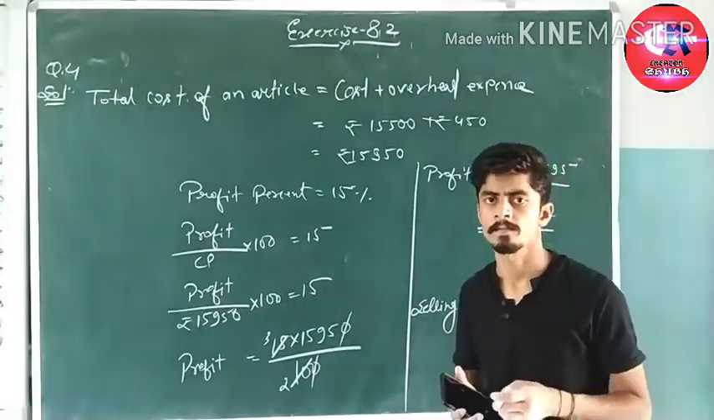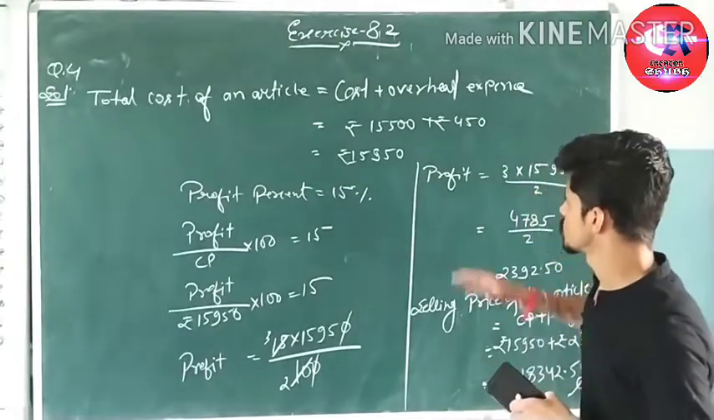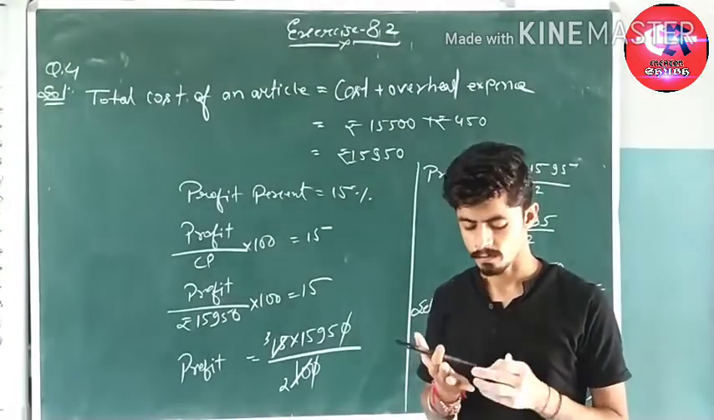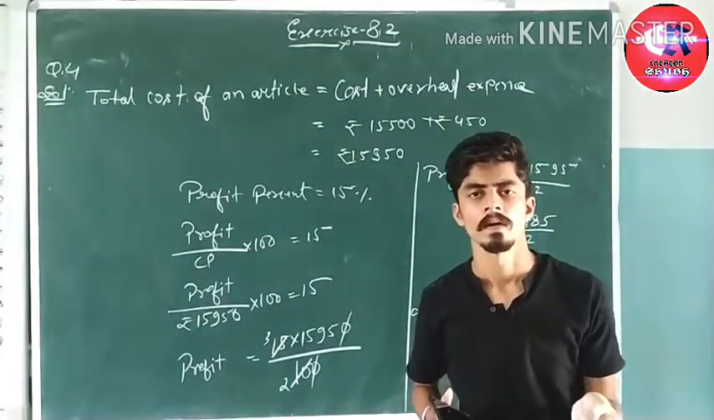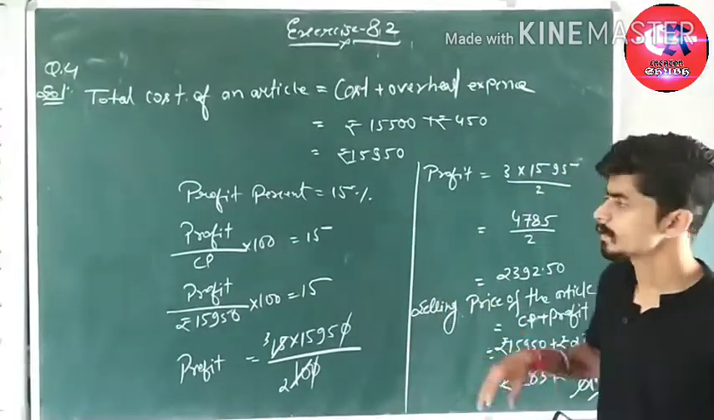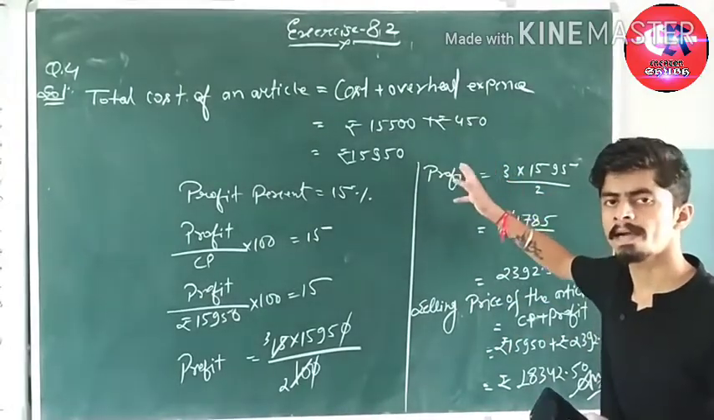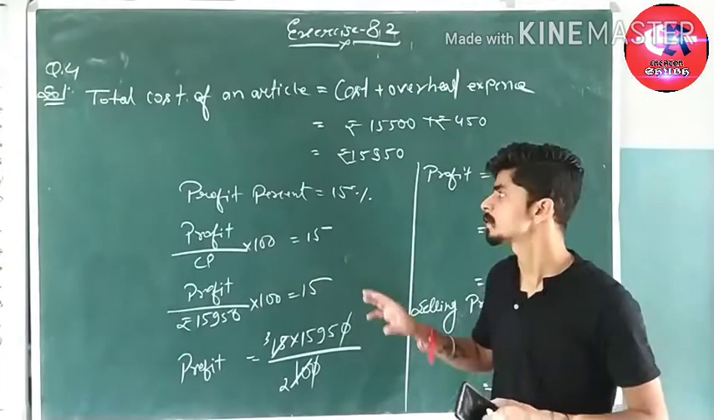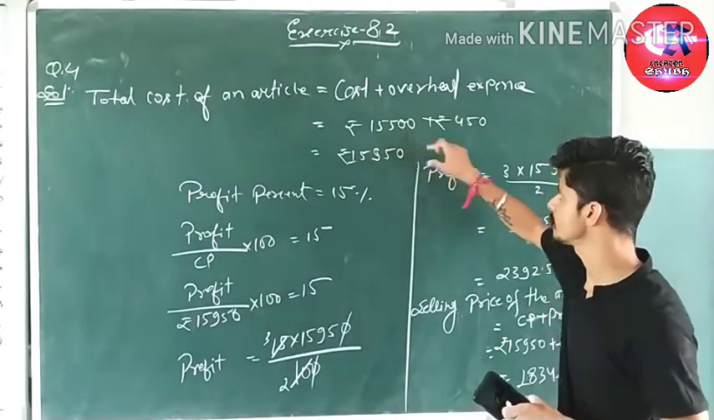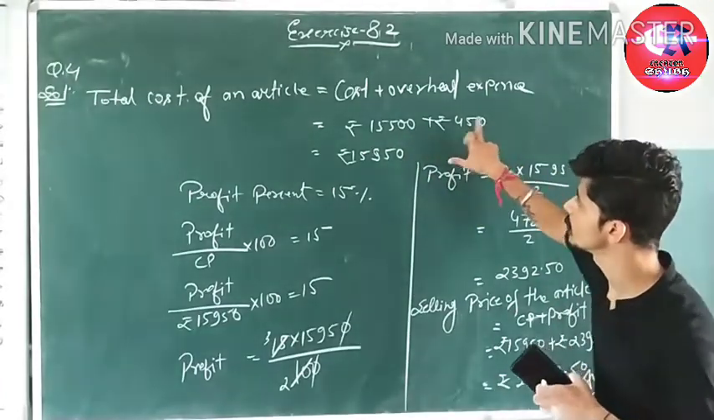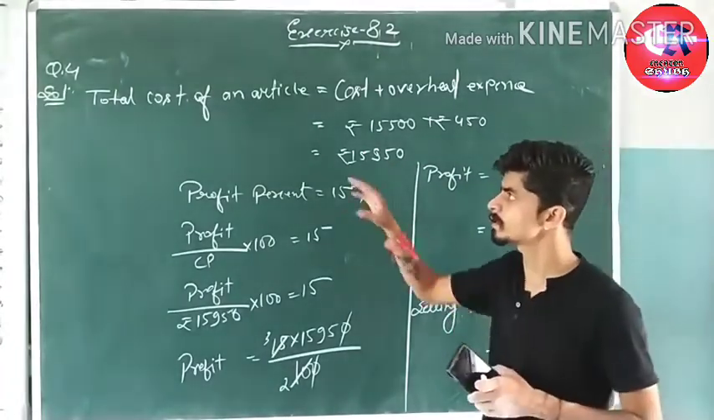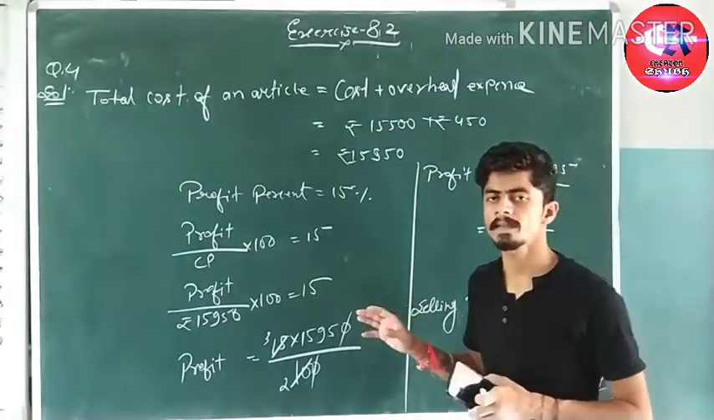Overhead expense means some extra amount which is given in the sense of repair, transportation or something extra work or labor charge. So 450 will be the overhead expenses that will be added with the cost price. So the original cost price of the article is 15,500 and the overhead expense will be 450. So when we add this, it will become 15,950 rupees. So this is the total cost of the article.